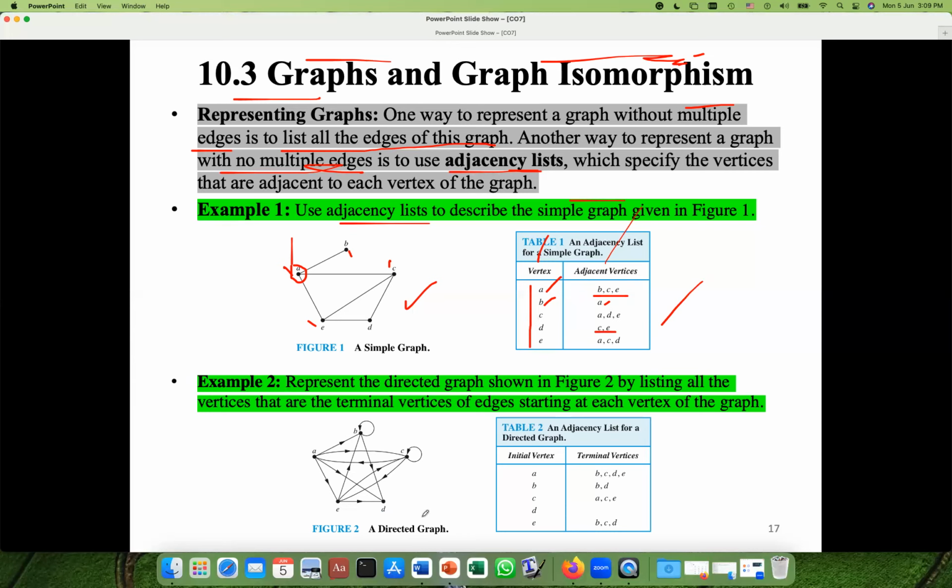Now, we have a directed graph here. And it is asked, represent the adjacency list of this directed graph. We have the direction here.